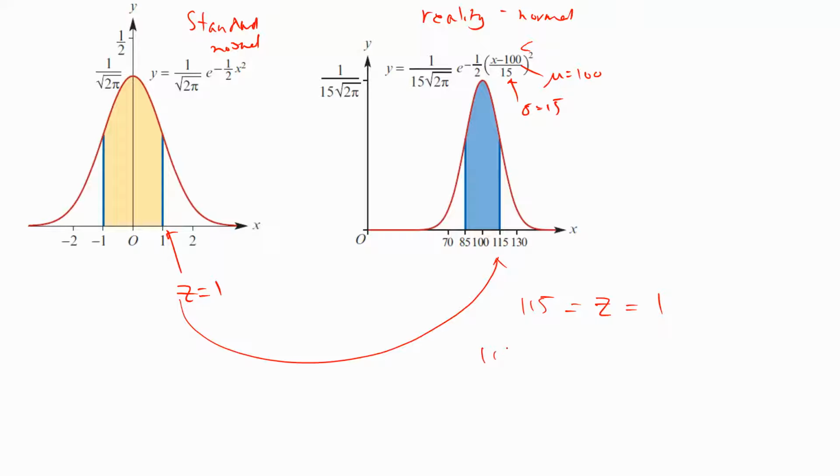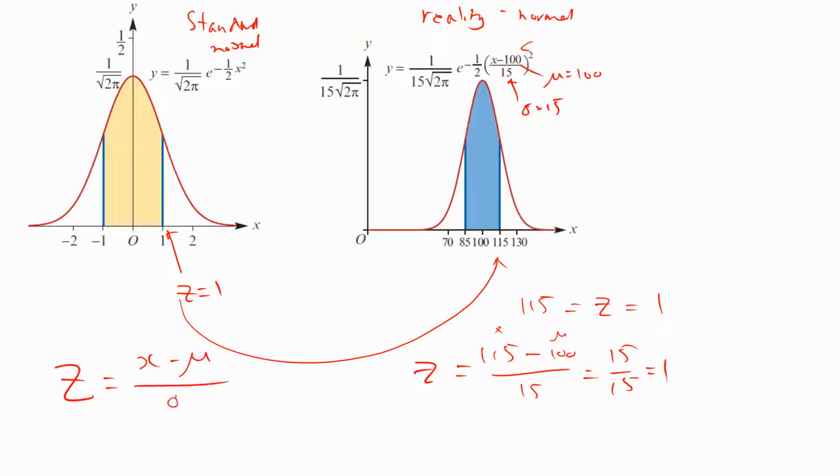Same thing, 115, which is my x value, minus my mu, which is 100, divided by my sigma, which is 15. That's 15 on 15 equals 1. So this is my z value. This is what I said. I said z equals x minus your mean divided by your standard deviation. This is just a transformation. Okay, it's nothing special. It's not a formula in any way. You're just looking at your transformation.